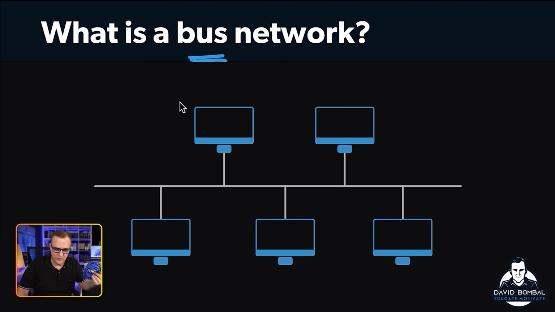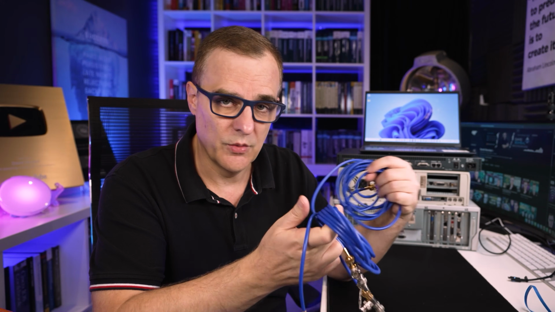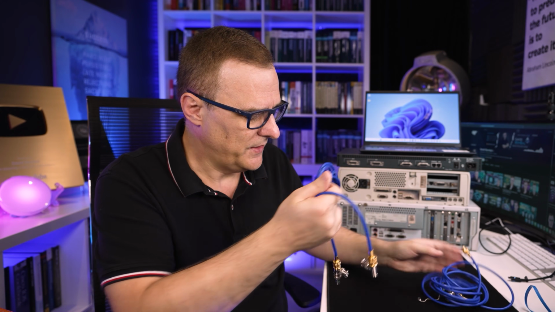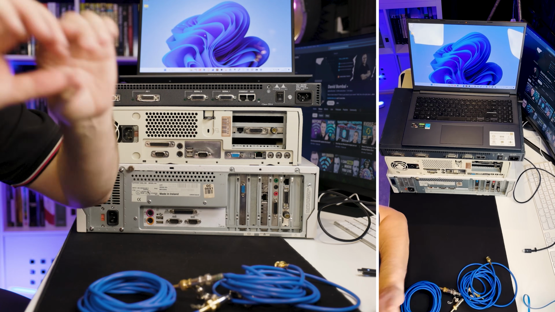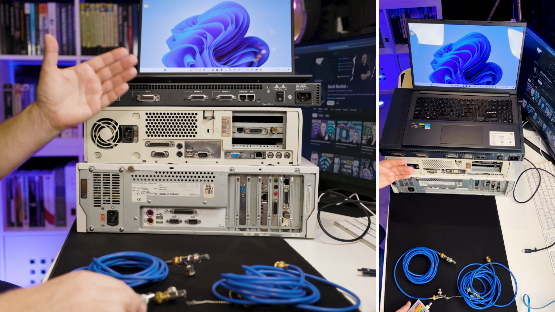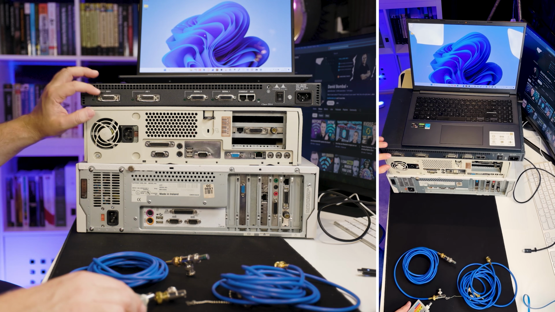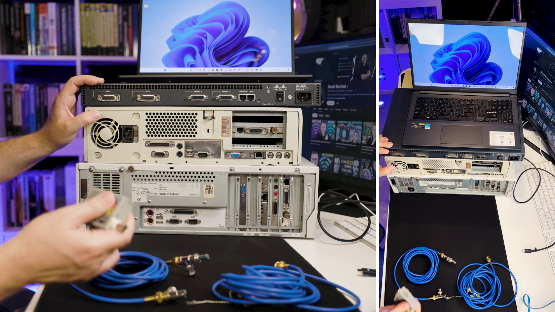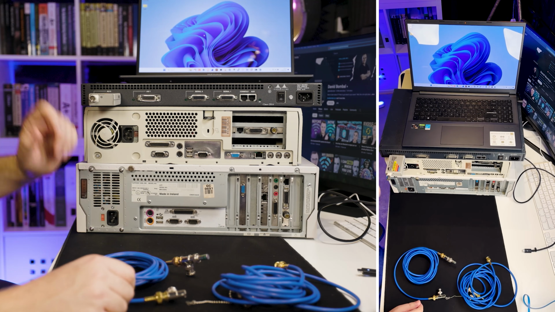10 base 5 was replaced with 10 base 2. This is what that looks like. Much easier to work with cables like this. But the idea here is, once again, it's a bus topology. It's like one long cable. So in this example, I've got the two PCs once again. Notice these connectors here. I've also got a Cisco router here, a very old router, and I could connect a transceiver there. That gives me a 10 base 2 connector.